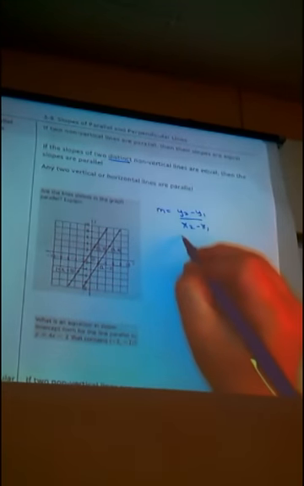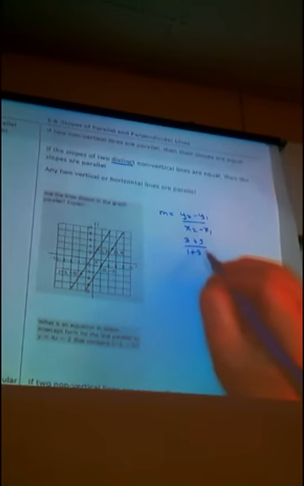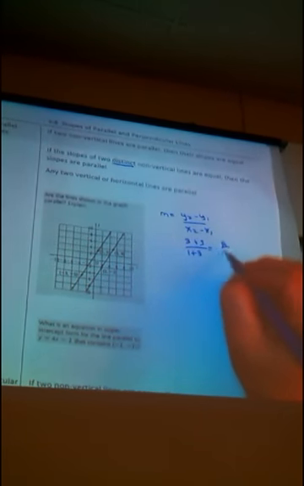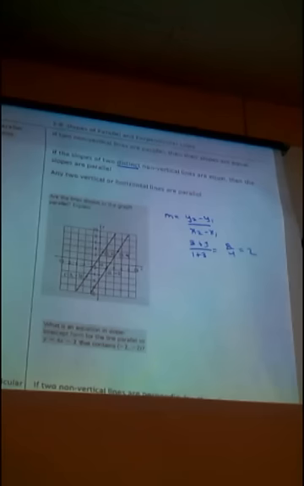Of course. So we would take the slope of the first line and we would have 3 plus 5 over 1 plus 3. And that gives me 8 over 4, which is equal to 2! Very good.